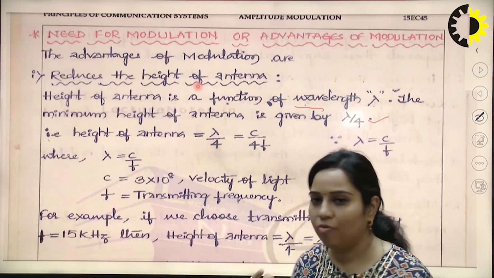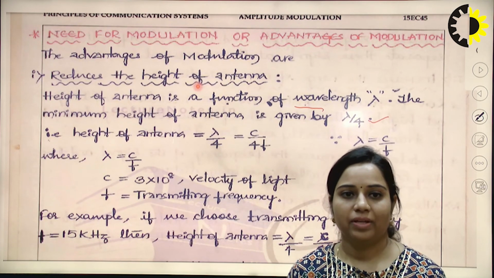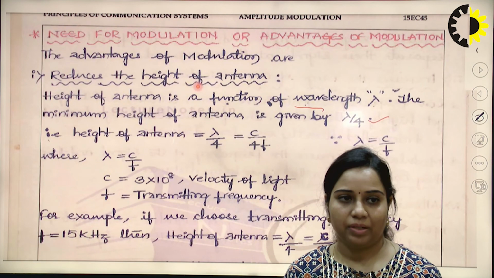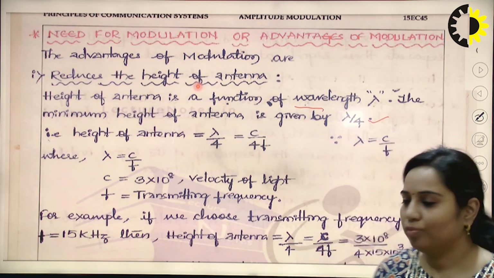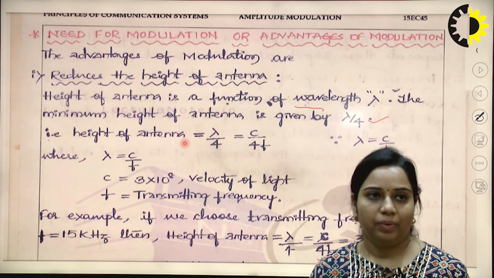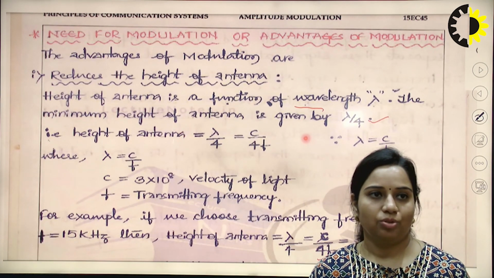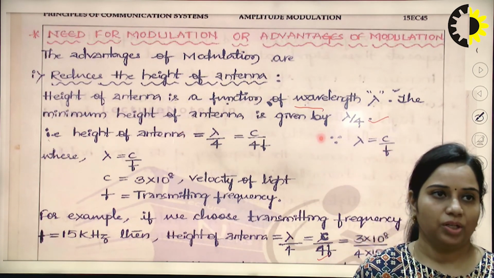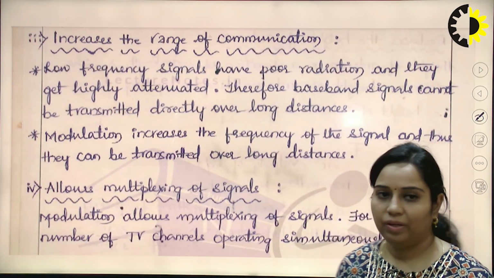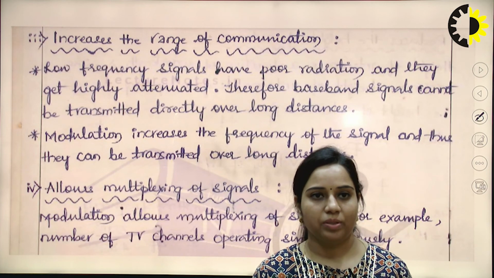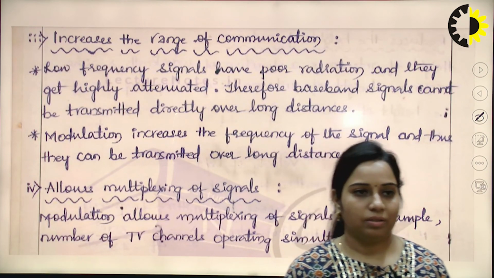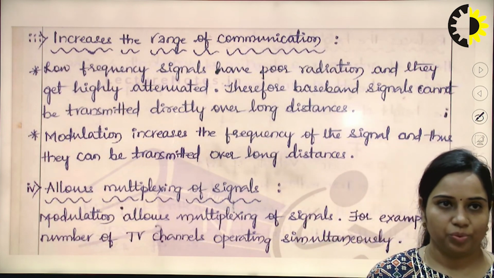So in case of modulation, we are going to increase the frequency. When the frequency is increased, the practical height of the antenna will be reduced, which has been shown over here. This is a very important point related to why we require modulation. Next is to increase the range of communication, because we are converting the low frequency signal to a high frequency signal. So the signal can be transmitted farther through modulation.